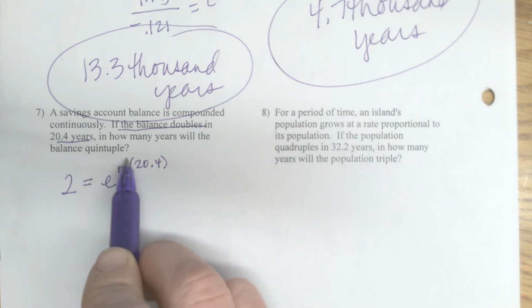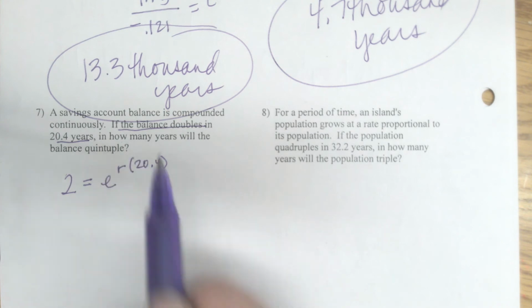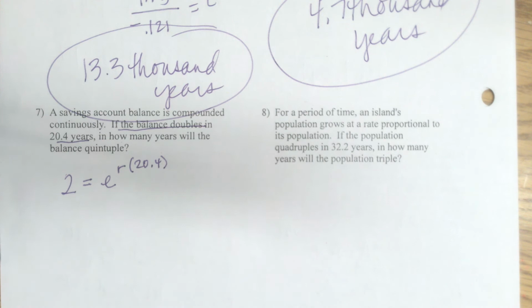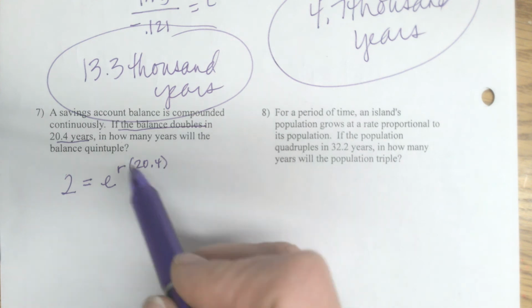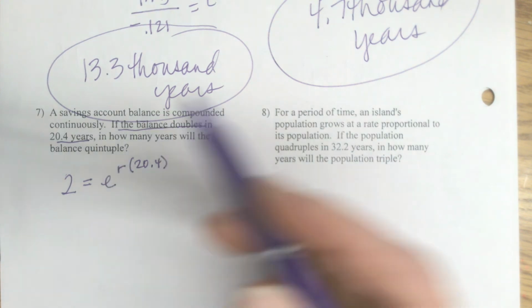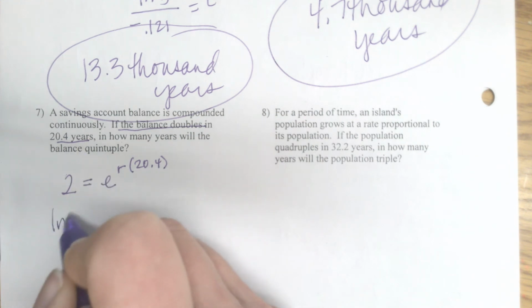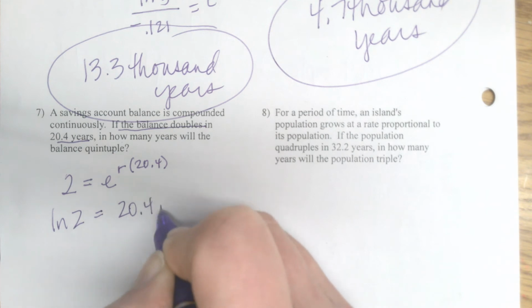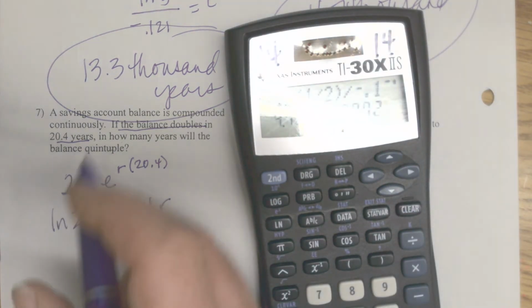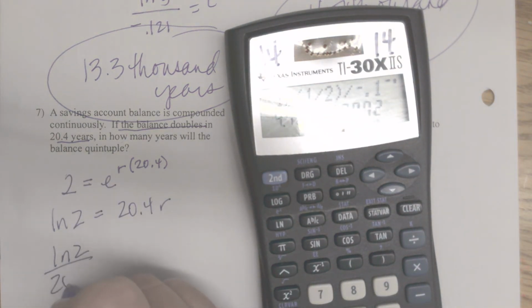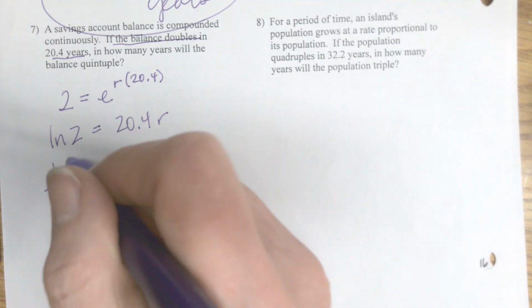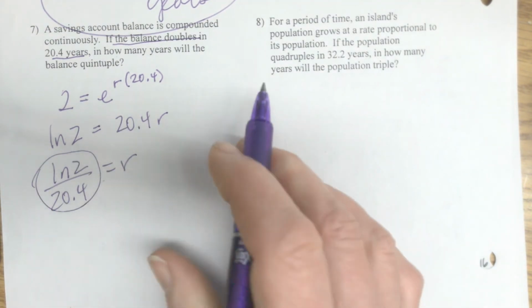Well, I need this r in order to find out how many years it's going to take to quintuple. So watch problems like that where there's sort of a double setup. I need to find the r in order to find the quintuple part of it. So I get ln2 equals 20.4 r basically, and ln2 over 20.4 is my rate. Now I'm going to leave it like that. I'm not going to plug that in the calculator. I'm not going to round it. This is just going to transfer into my r in my next problem.